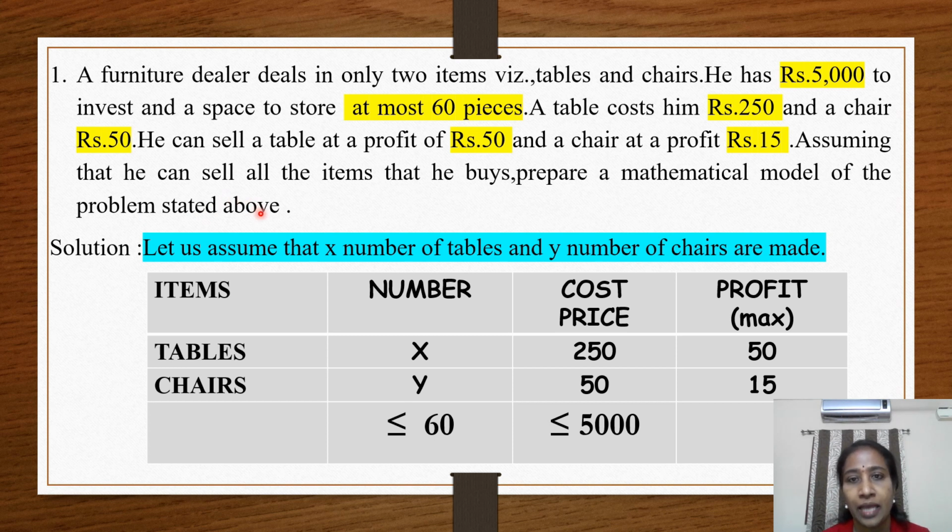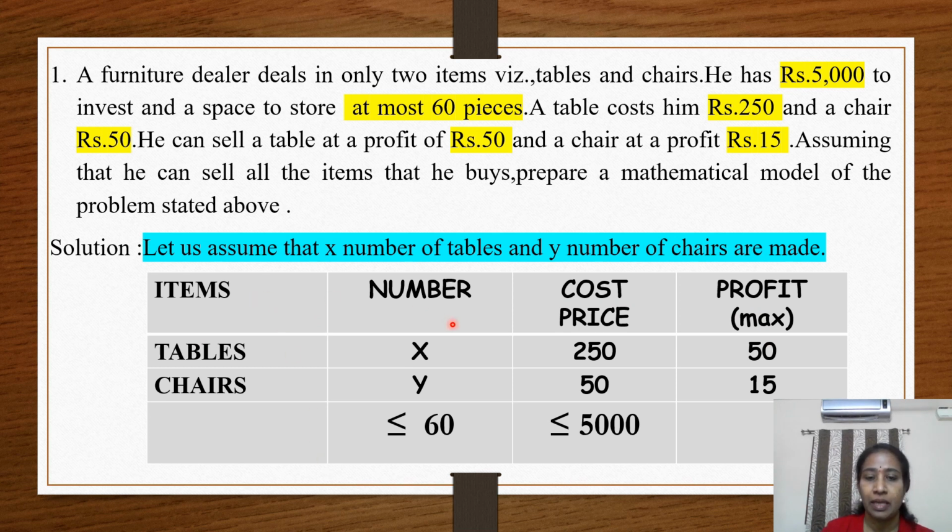So you must understand three things in this. That is, whether it is a maximization problem or a minimization problem, how many variables are there, and thirdly, how many constraints are there. So before moving into the tabular column, let us assume that the number of tables made by the dealer is X and the number of chairs made by the dealer is Y, because we are going to find out how many tables and how many chairs the furniture dealer has to make so that he can maximize his profit.